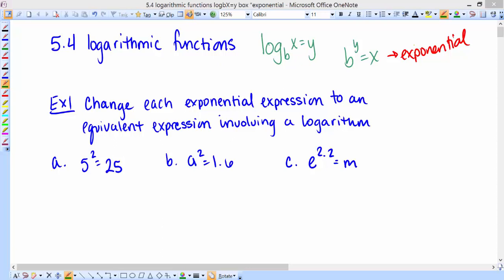5.4, logarithmic functions. Today we're going to be getting a brief review of going from exponential to logarithmic and logarithmic to exponential, and using that knowledge to make graphs and to solve equations. We're going to have a lot of work to do in this one. But these first two examples are very, very important, especially example 2.